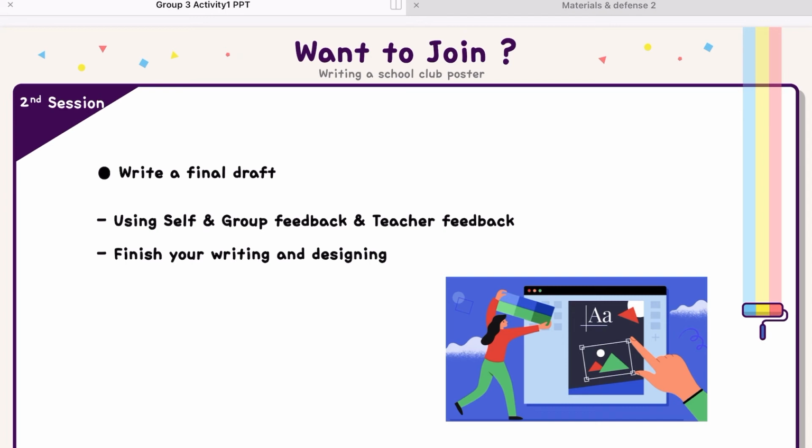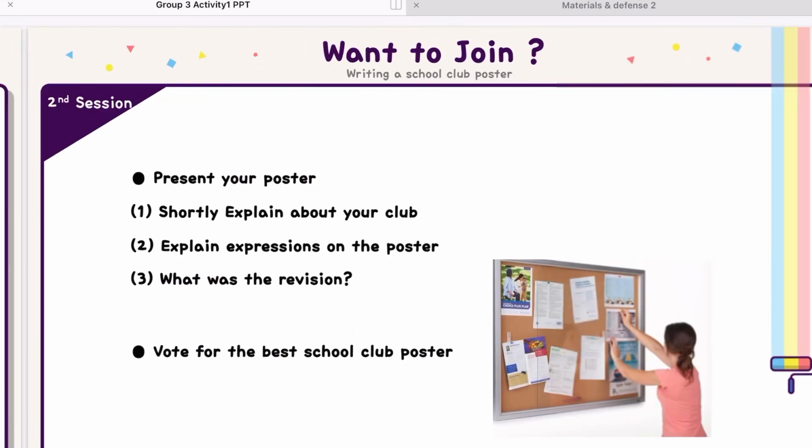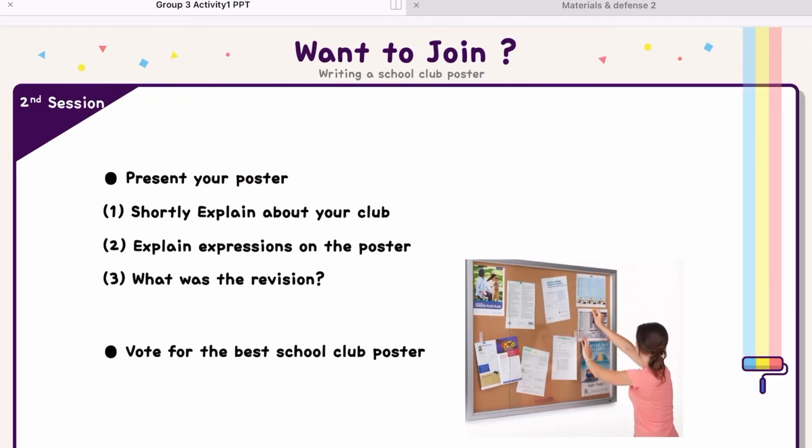At this stage, students must complete both writing and designing for their posters. At the very last stage of the class, the students will have an opportunity to present their final work. Their presentation must include, first, a brief explanation about the club. Number two, how they designed their poster and why they chose to do that. Number three, in which part they decided to accept the feedback and made revisions. After all these stages, the class can also vote for the best club posters.